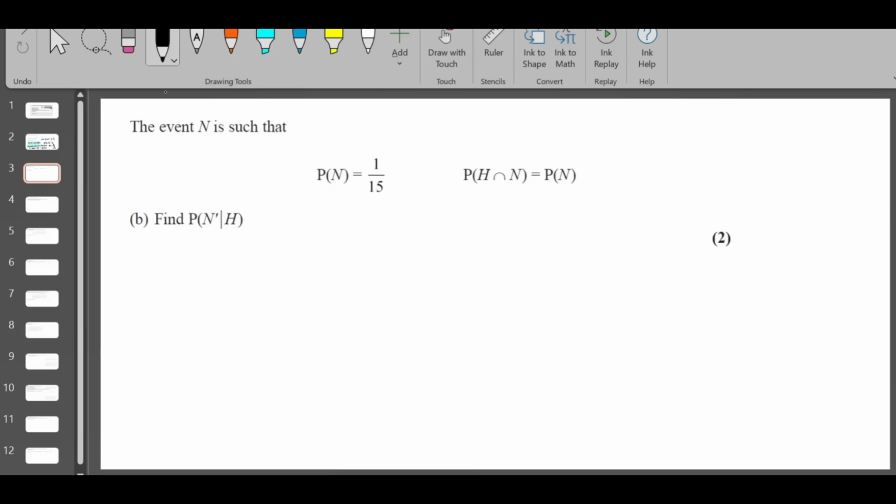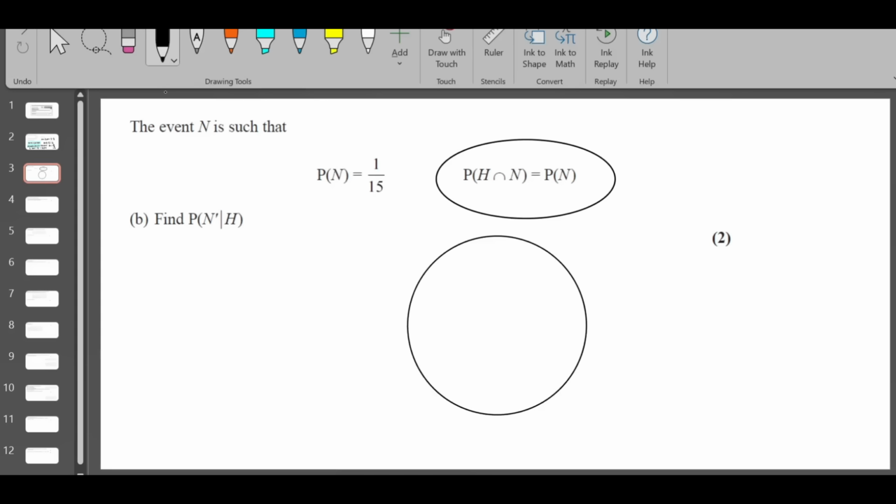There is an event N such that P of N is 1 over 15 and P of H intersection N is equal to N. You can pause the video and just think about this one. If H and N have to satisfy this condition, then how will they look in the Venn diagram if you draw H and N? When you find the intersection of H and N, it's just the whole set N, so definitely N should be inside H. If this is H, this will be N.